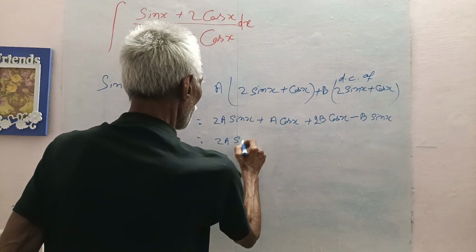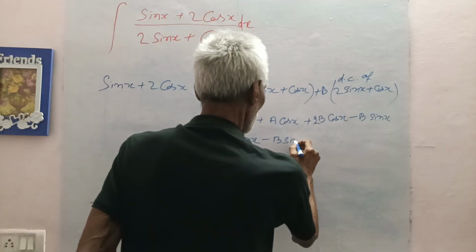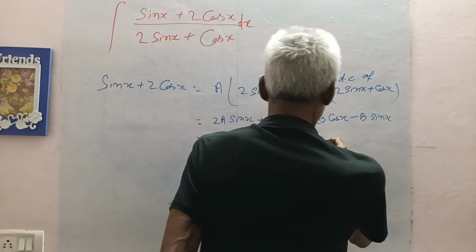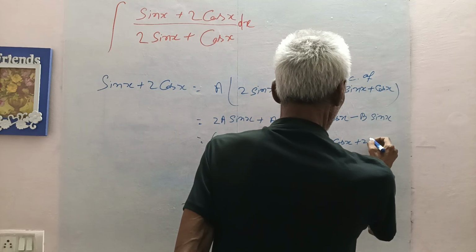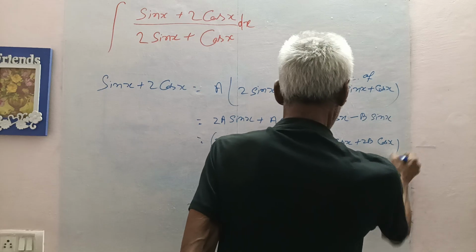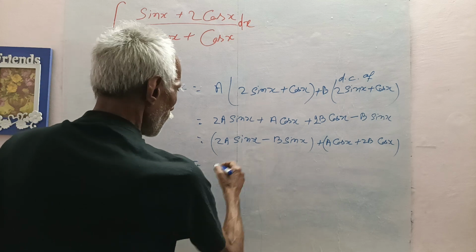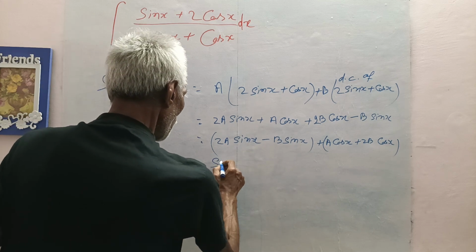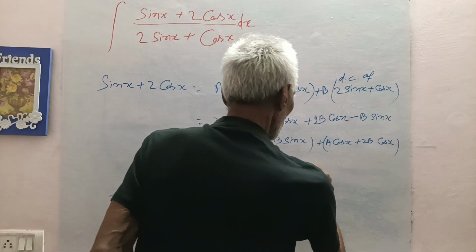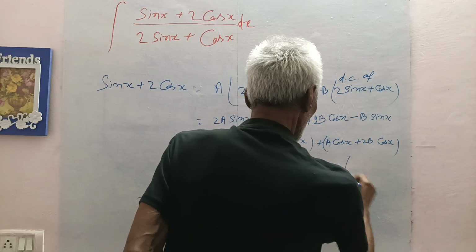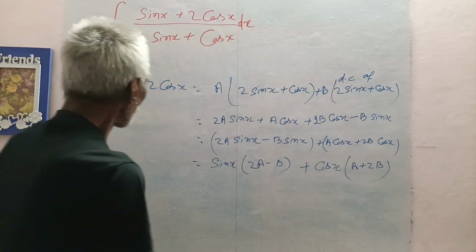2a sin x minus b sin x plus a cos x plus 2b cos x is equal to, take sin x common, sin x (2a minus b) plus cos x (a plus 2b). Now equate.